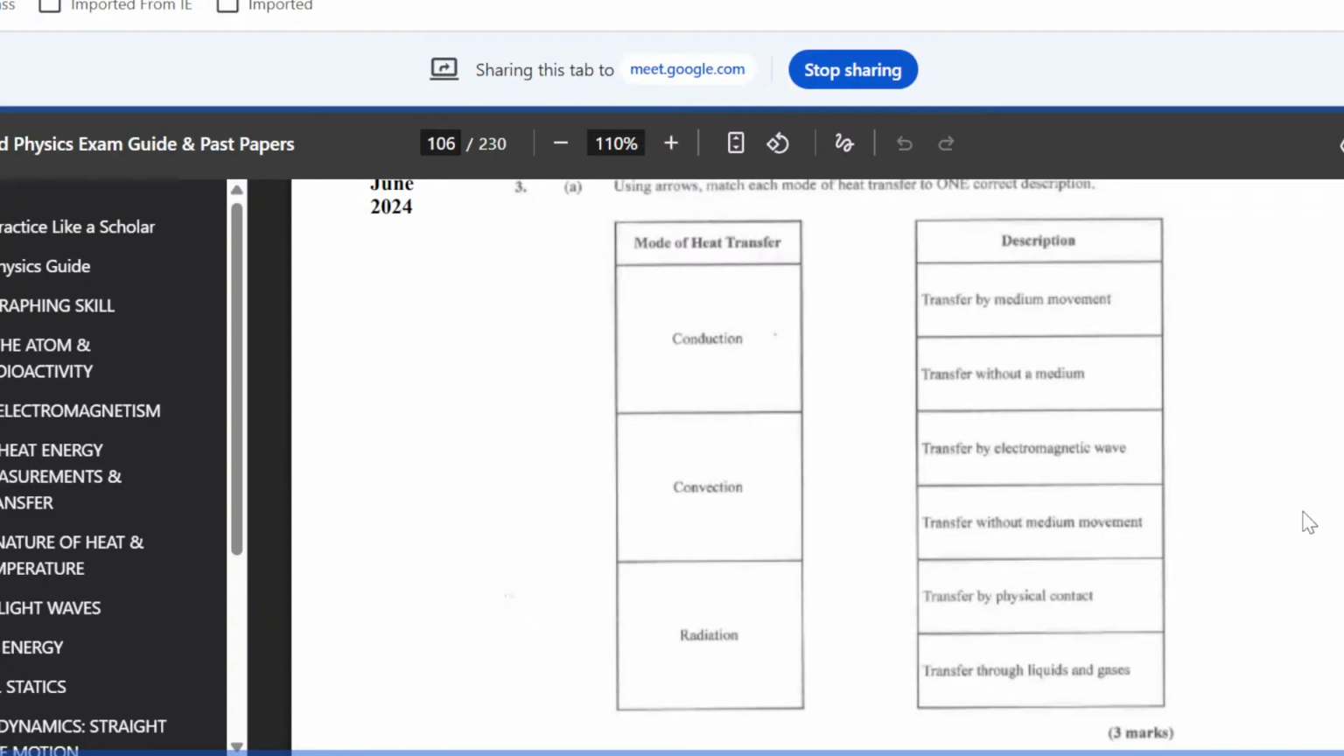So the description says transfer by medium movement. So we have conduction, convection, radiation. Transfer by which one? Conduction. Or convection. Conduction. Medium movement. Yeah, so transfer by medium.